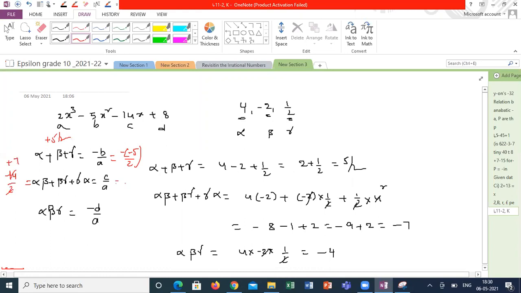So this answer is 7. So here also minus 7. Minus of minus 5 by 2 is plus 5 by 2, verified. C by A is minus 7, I am getting, it is also verified. Minus D by A. So minus D is 8, A is 2. So this is minus 4. This is also verified. But in examination, they will give only one root.